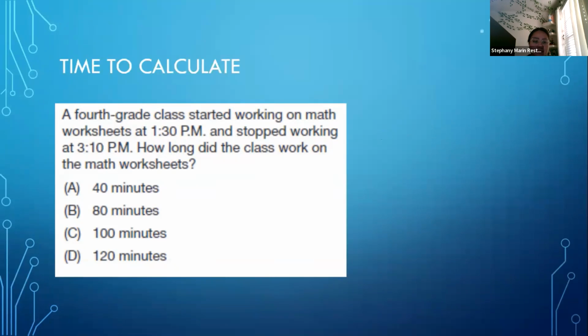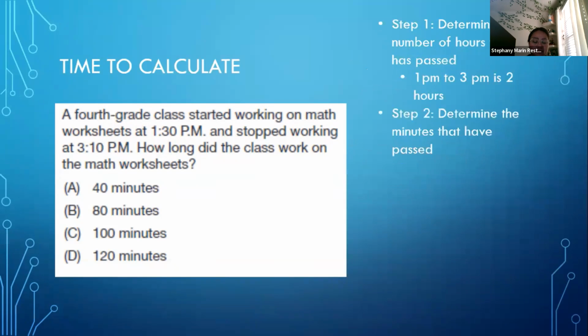So first, we need to determine the number of hours that have passed. So 1 to 3 is 2 hours. Next, we need to determine the number of minutes that have passed. And in this case, you'll do it from the end to the start. So 10 minus 30 is negative 20 minutes.